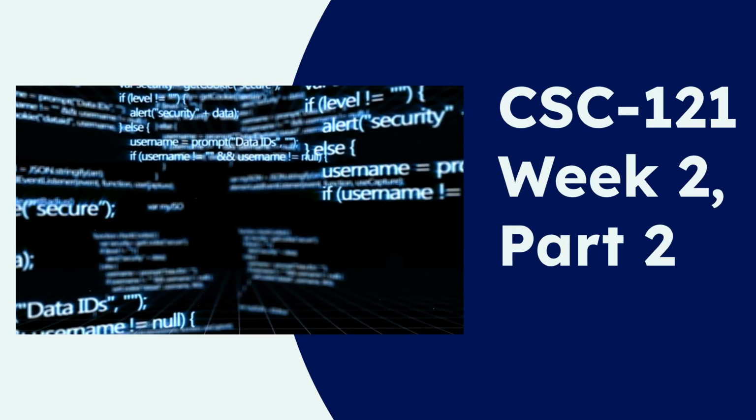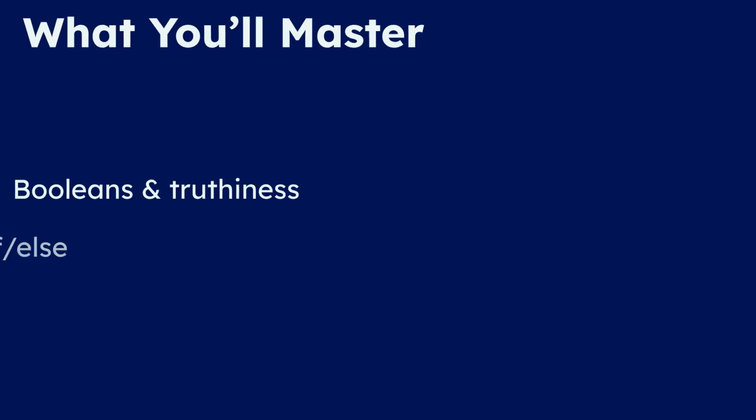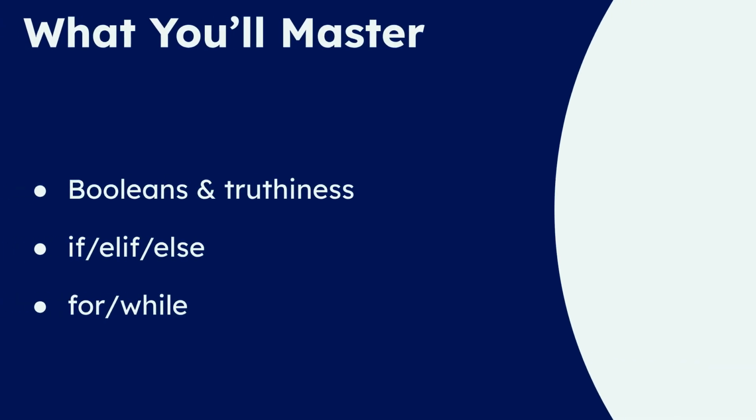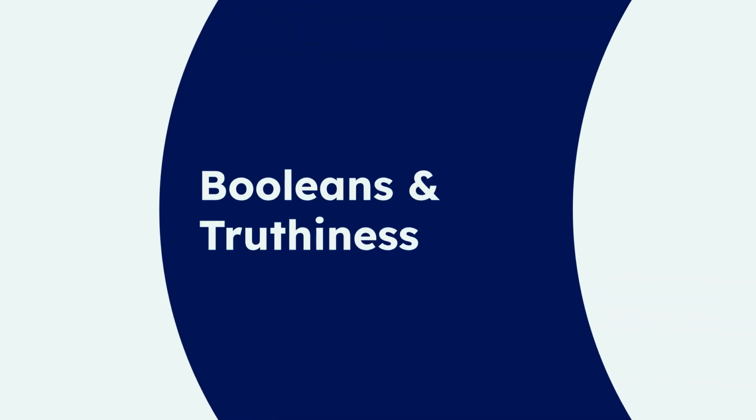We are diving into PE1 Module 3. This week's core topics are Booleans, conditionals, loops, lists, and bitwise operations. By the end of this module, you will master Booleans and truthiness, if, elif, else statements, and for and while loops. Let's start by looking at Booleans and how Python determines truthiness.